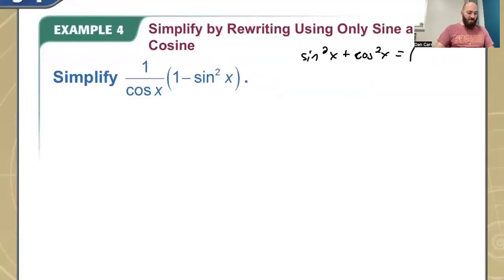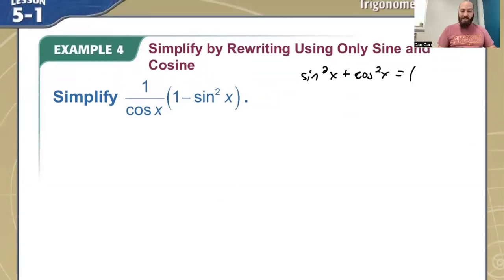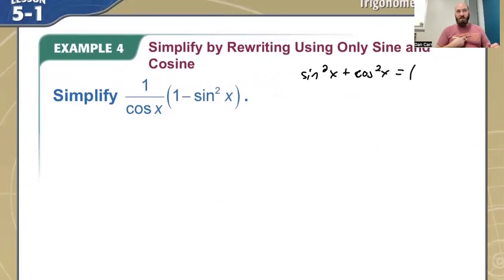Okay, cosine of x, 1 over cosine of x times 1 minus sine squared of x. So when I do this one here, we're going to try to use our Pythagorean identities along with our other identities here.